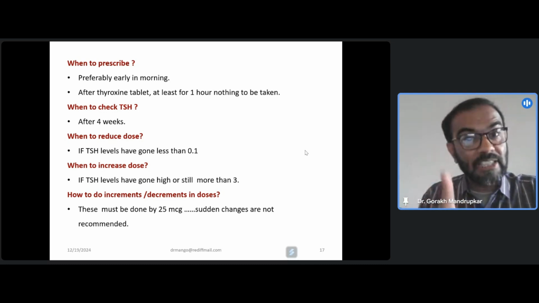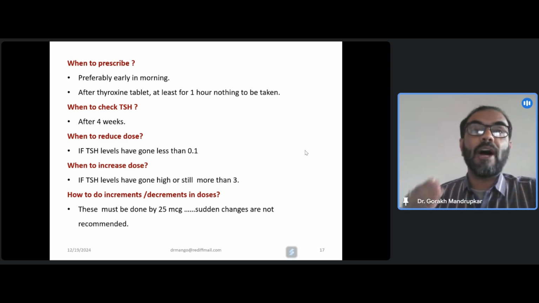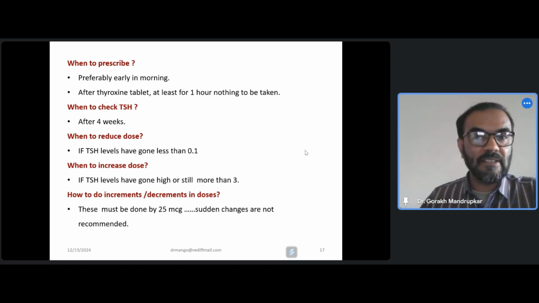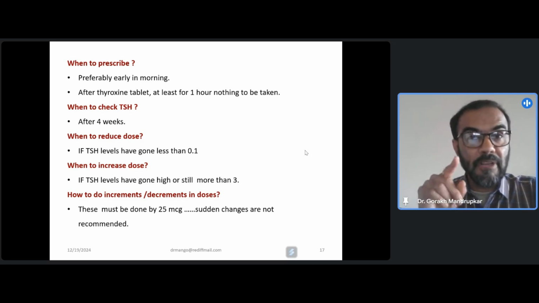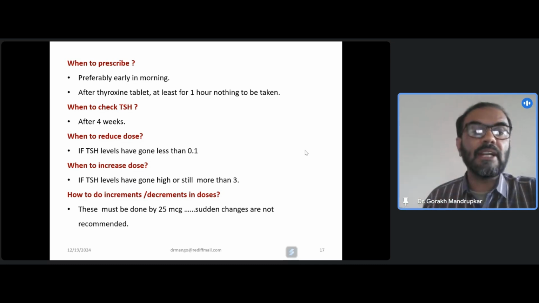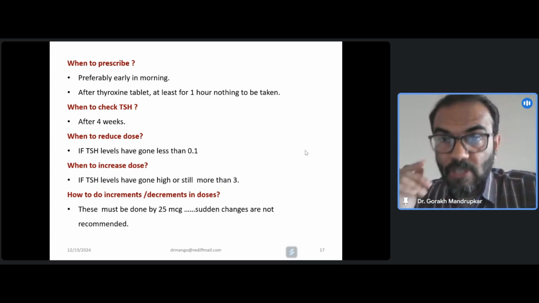When we have started the treatment, that we have to keep in mind. If you ask me about screening, I will say ultra-sensitive TSH in each trimester. That is for screening. But when we have a case of hypothyroidism and we have started the treatment, when to check? After 4 weeks. When to reduce the dose?